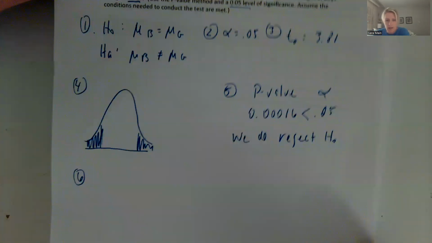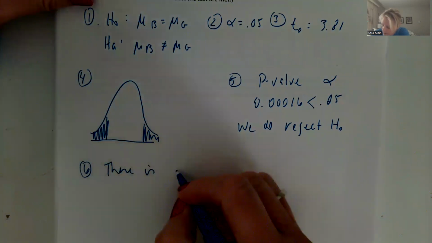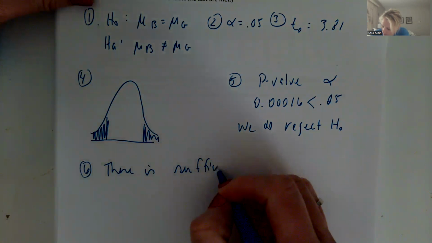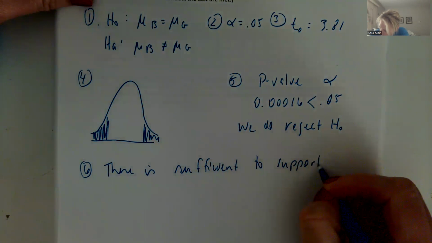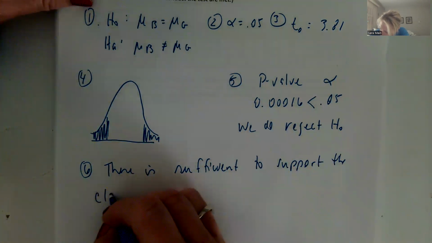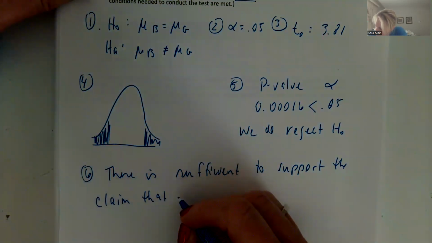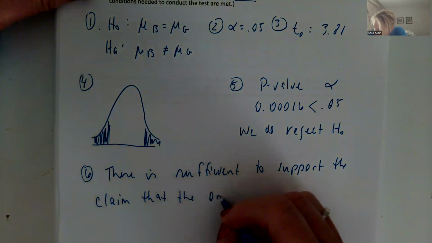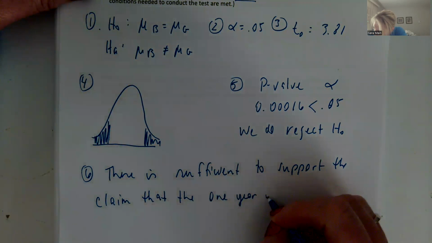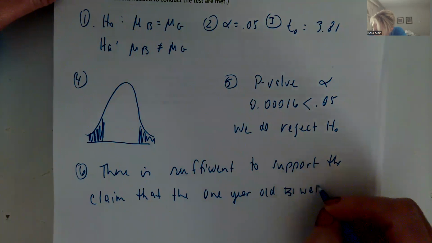And in number 6, we say there is sufficient evidence to support the claim that the 1-year-old weights differ. I'll just scratch that out.